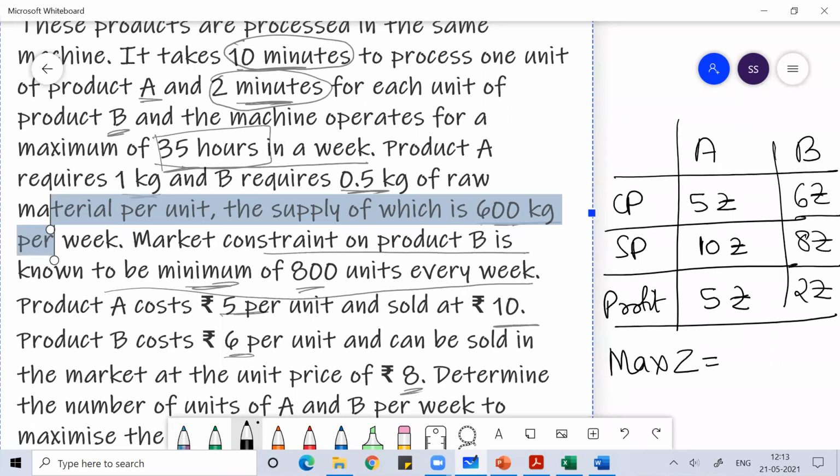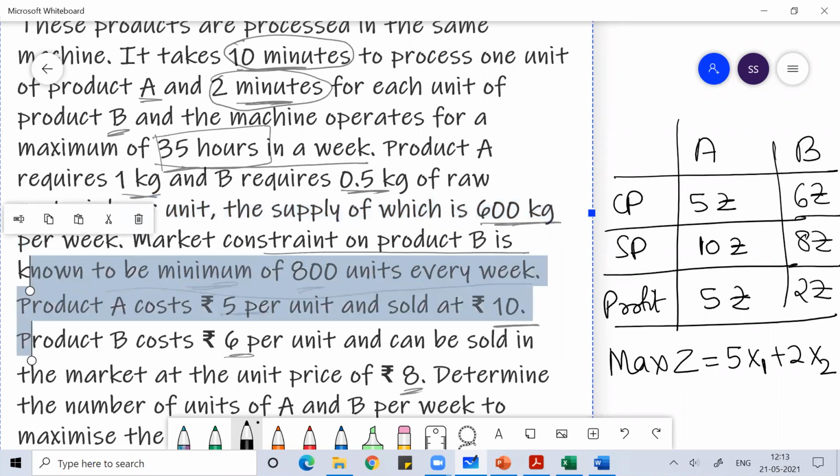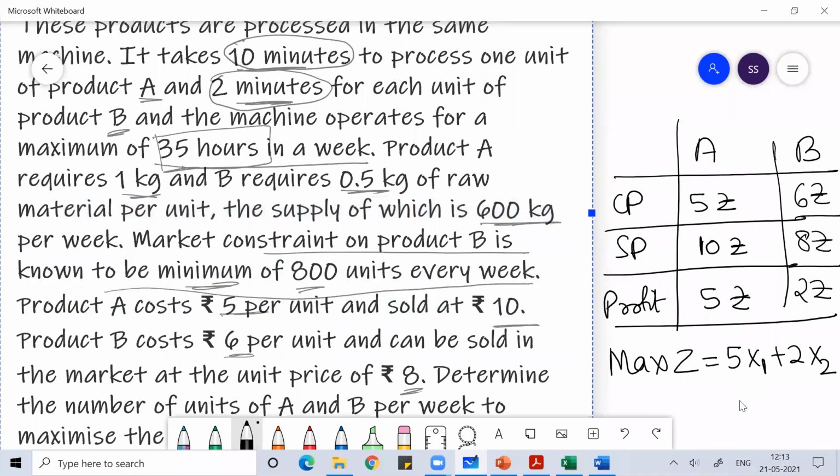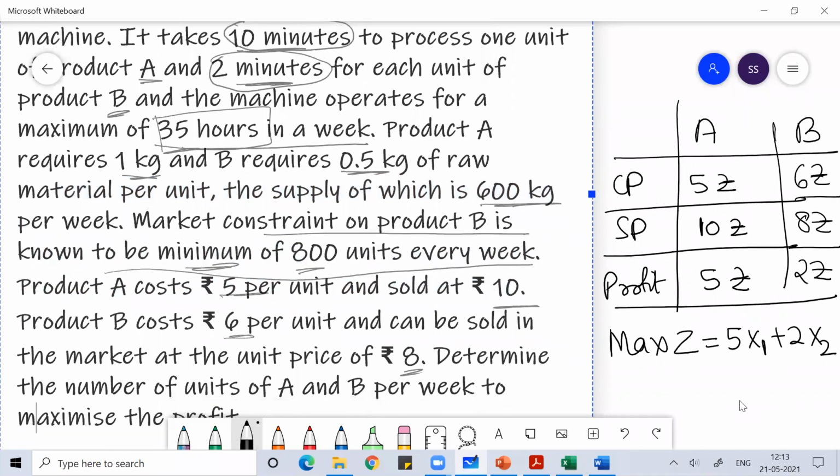So your objective function will be maximize Z = 5x1 + 2x2. So that will be your objective function. Determine the number of units of product A and product B that can be available per week to maximize the profit. So the number of units.